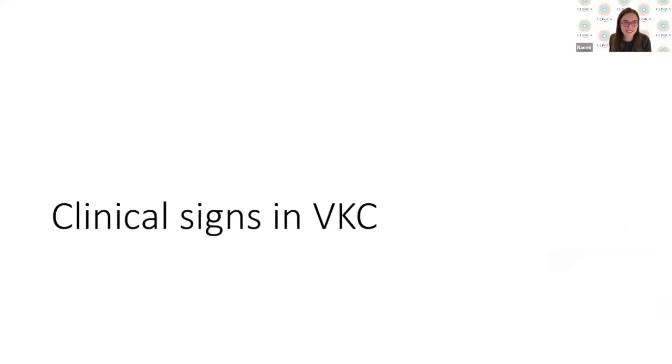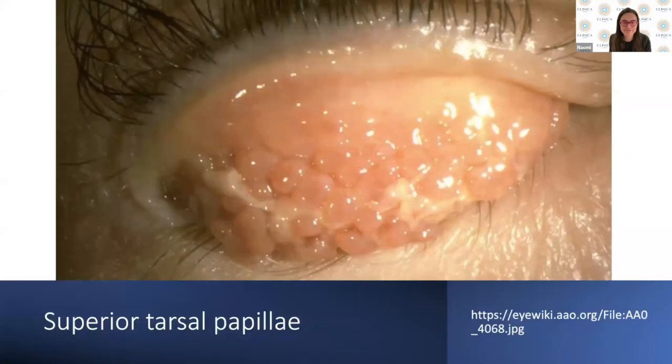So, clinical signs in VKC. To orientate you, you're looking at an everted upper lid. I'm sure you're all very familiar with that. And what you can see here are giant papillae, giant papillary conjunctivitis. It's sometimes described like a cobblestone road. It looks like a lot of cobblestones.